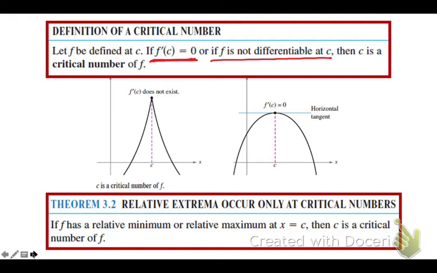The other thing is if f is not differentiable. That would mean a sharp change, like right here on this picture. Is it differentiable at that point? No. What is differentiable? You can't find the derivative of this function at that point. You can find it everywhere else, but not at that point, because at that point it's not continuous.